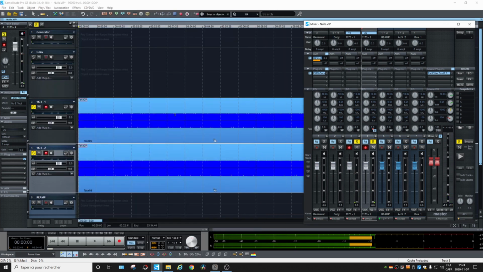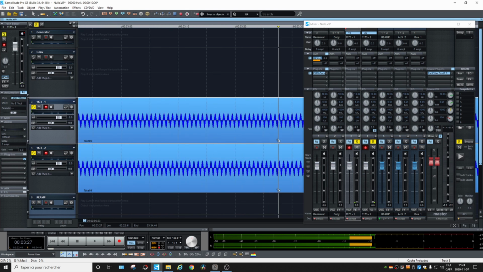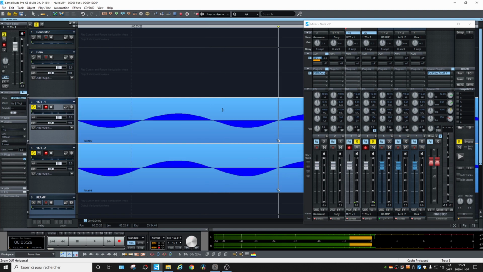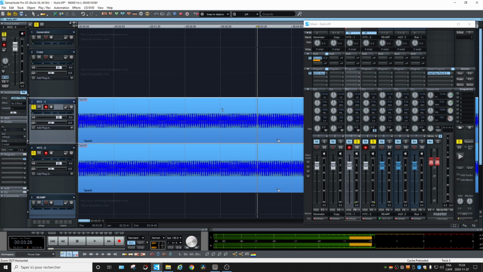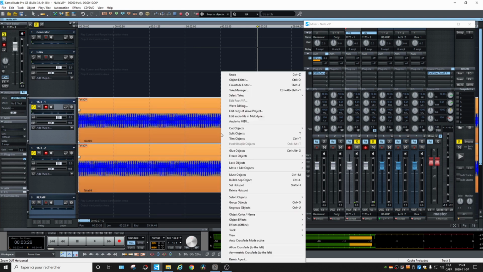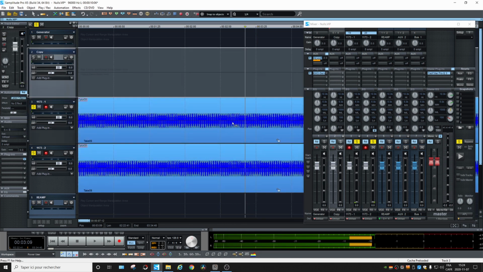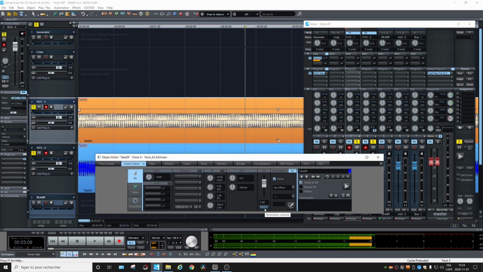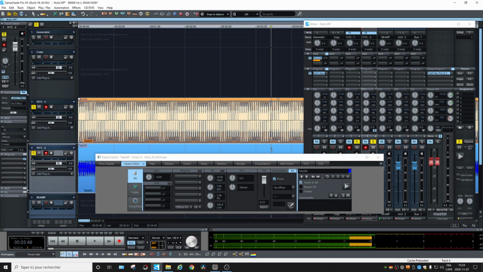Okay, let's check if both are in phase. They seem to be perfectly in phase. So maybe it's the volume that isn't the same on both tracks. So what we're going to do, we're going to ungroup them so we can adjust both objects independently. And we can normalize the level on both.